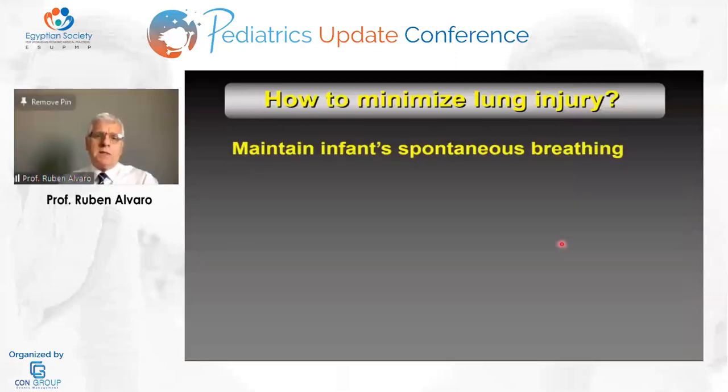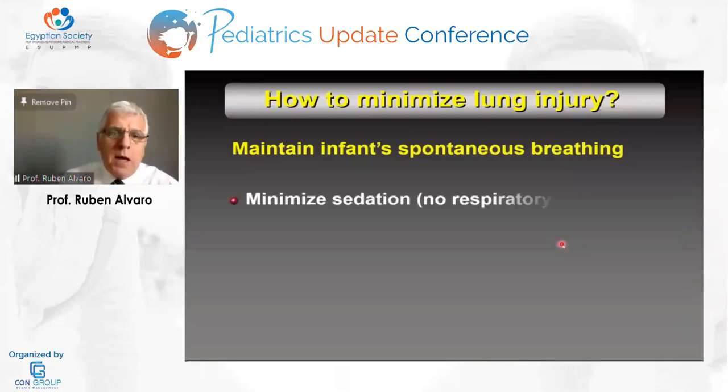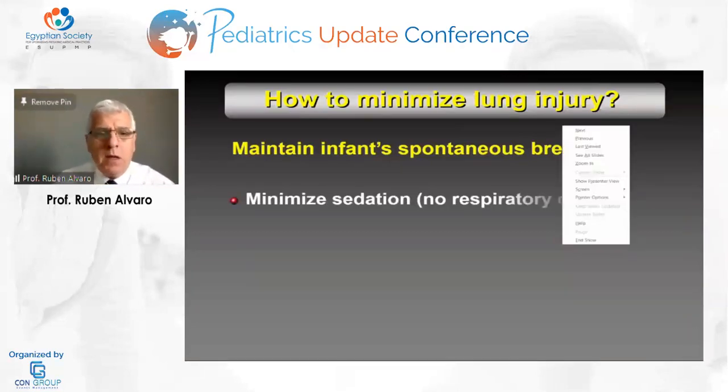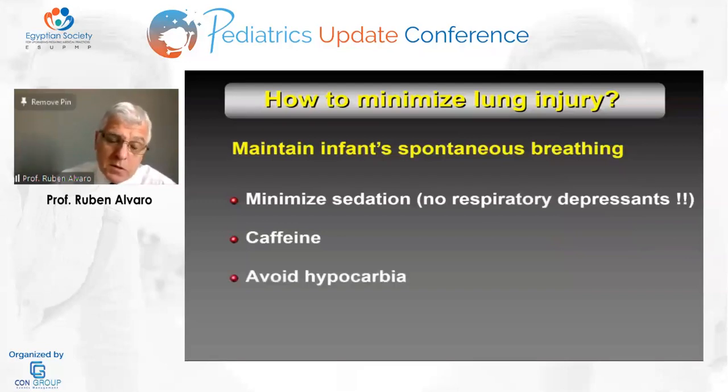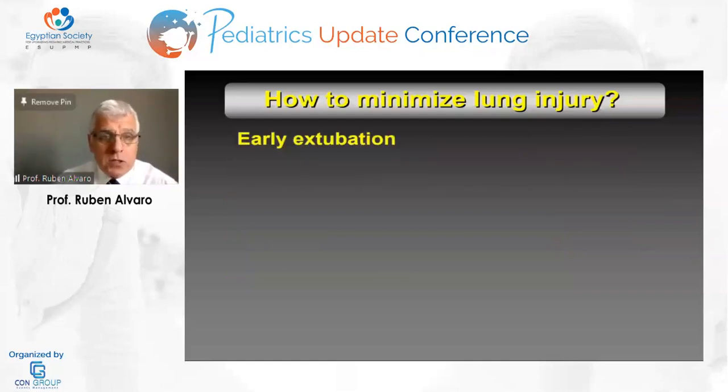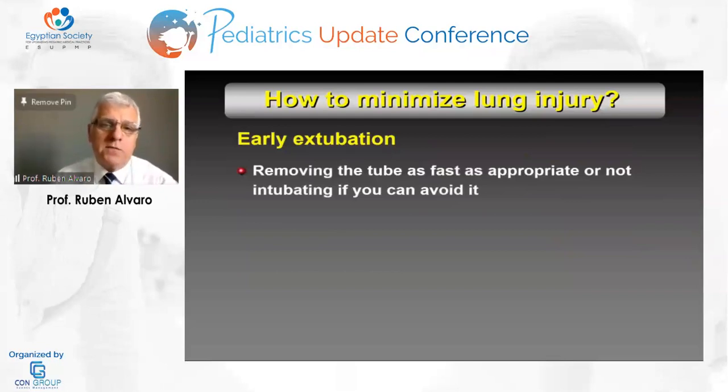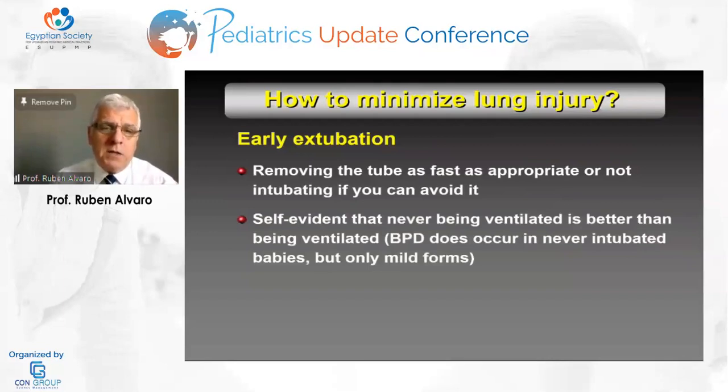So things that we can also do to improve ventilation and minimize lung injury is maintain the infant's spontaneous breathing. Again, minimize sedation. Try not to use respiratory depressants. Try to use early caffeine to stimulate breathing, and avoid hypocapnia, because if your CO2 is too low, the baby is not going to breathe. And early extubation. Remove the ventilator as fast as appropriate, or not intubating if you can avoid it. It's self-evident that never being ventilated is better than being ventilated.